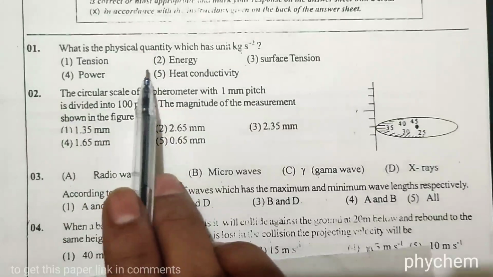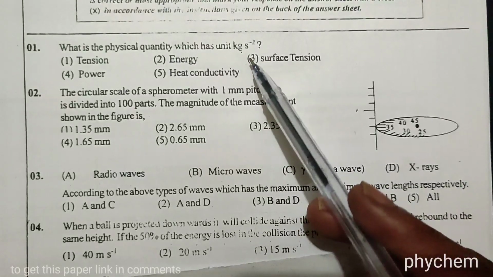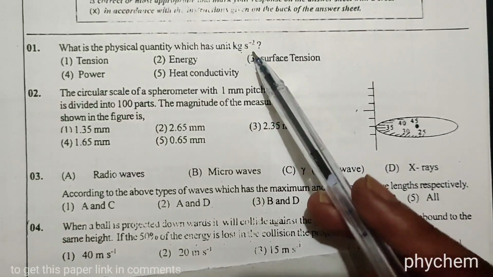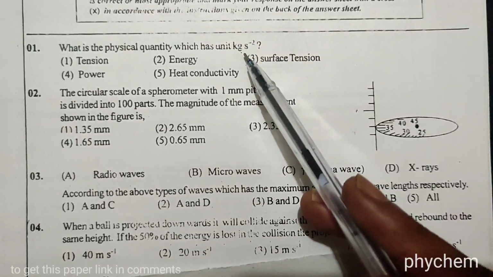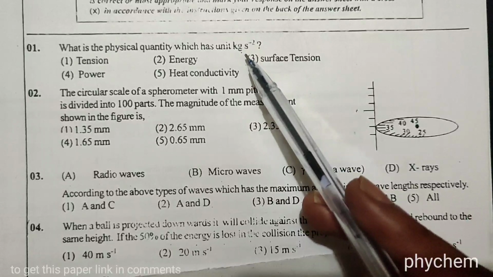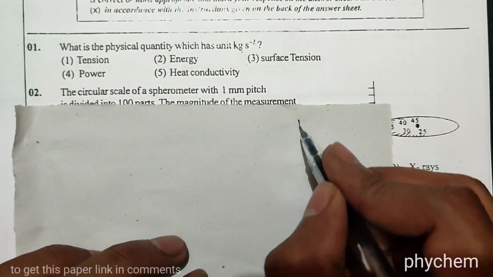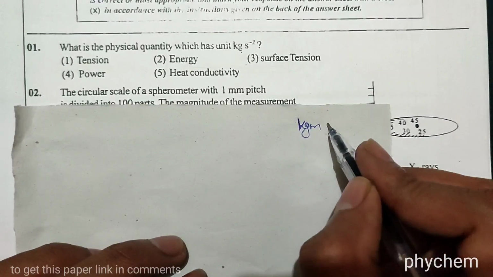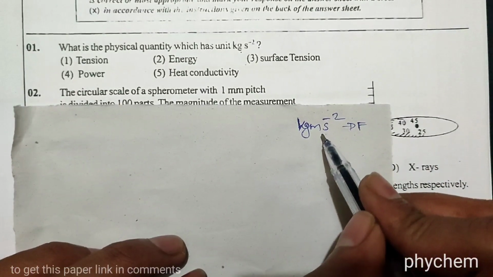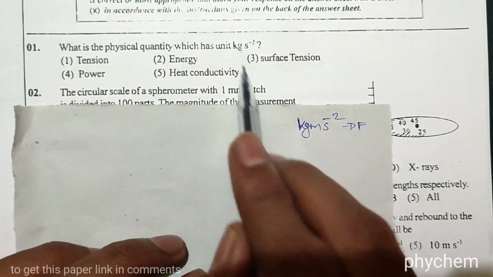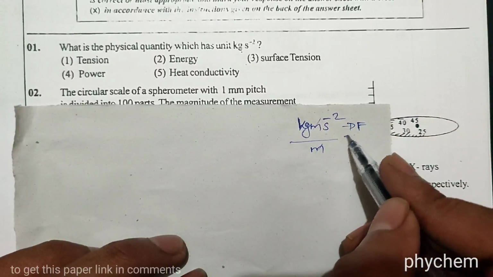What is the physical quantity which has unit kilogram second minus 2? All you know that kilogram meter second minus 2 is the unit of force, but here there is no meter. How is that possible? It is only possible by dividing kilogram meter second minus 2 by meter. Kilogram meter second minus 2 is the unit of force, so dividing by meter means force over length.